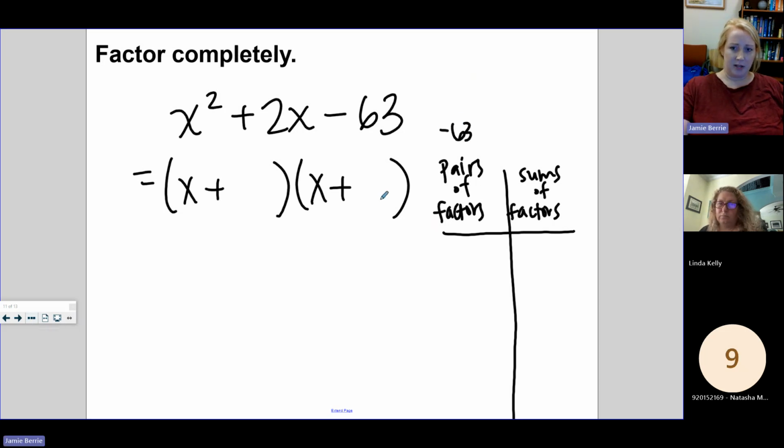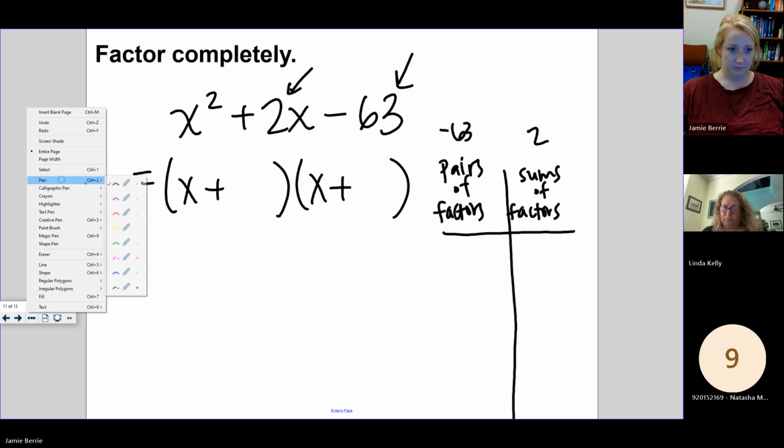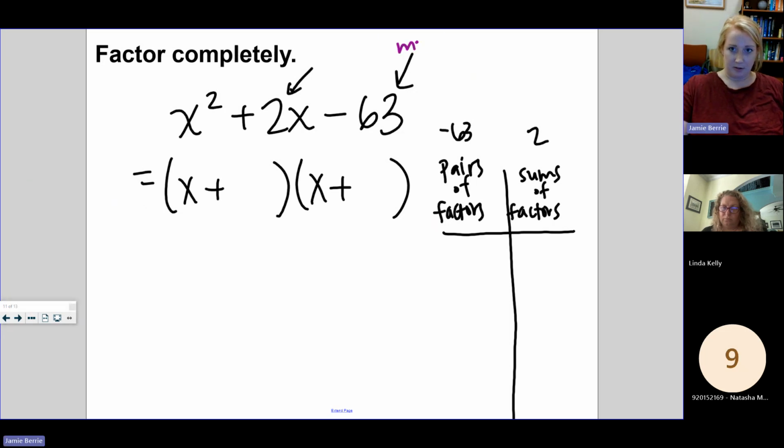Remember, they're supposed to multiply to give you the last number and add to give you the middle number. So they're supposed to add to 2. So multiply to give you negative 63 and add to 2. All right, so things that multiply to give you negative 63. Oh yeah, 9 and 7. I was thinking 2 is divisible by 63 also. No, it's not. It is divisible by 3.